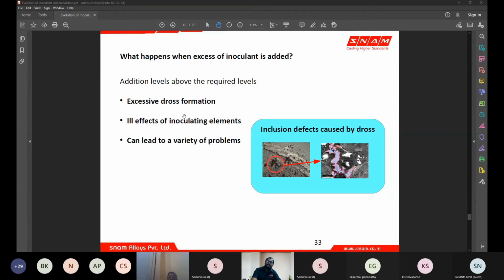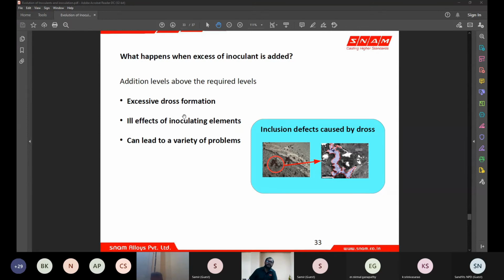Getting rid of this dross becomes difficult when it is closer to the mold, because as we know, slag removal generally happens at or after the tapping stage. It doesn't happen after transfer or closer to the mold. So when you tend to add more inoculant and produce more dross closer to the mold, it can readily get into the mold and lead to slag inclusion.